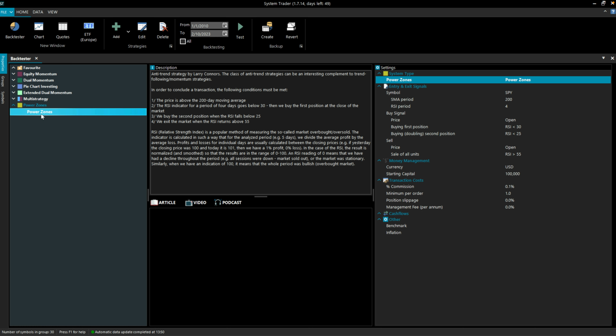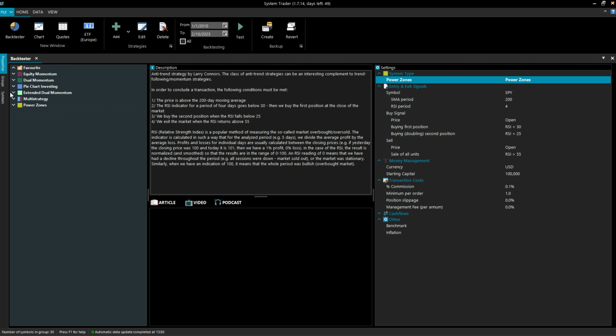There will be a separate lesson describing this strategy, but just to give you an impression of what it's all about, imagine that you have a long-term uptrend on, for example, S&P 500, and there is a mini panic. Then you buy on this panic, and with a probability of 80-90%, you can sell it a few days later at a profit. So very interesting, especially if you look at it as an addition to other strategies, to combine them with other strategies in your portfolio. Okay, so this is it for the power zones.